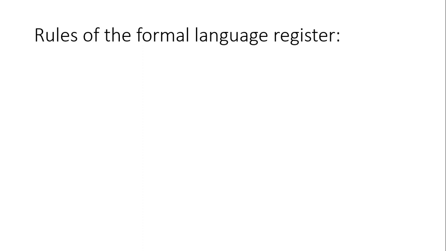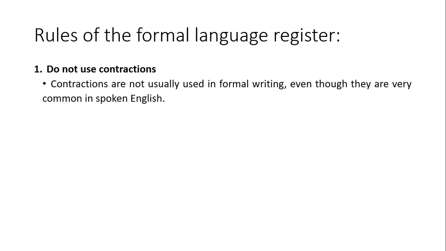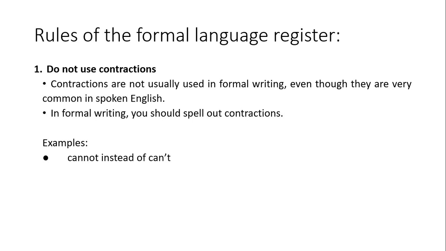Rules of formal language register. So mao ni ang mga rules. First, do not use contractions. Contractions are not usually used in formal writing, even though they are very common in spoken English. In formal writing, you should spell out contractions. So, unsa ang contraction? Example sa contraction is can't, haven't, couldn't, kanang murag gi-shorten ang duha ka word. Cannot, na example. Cannot instead of can't.